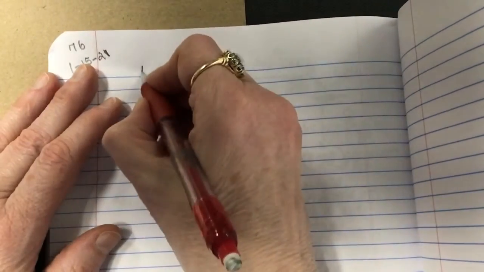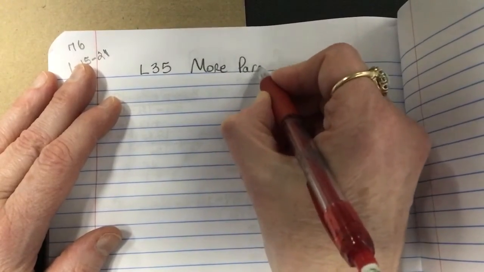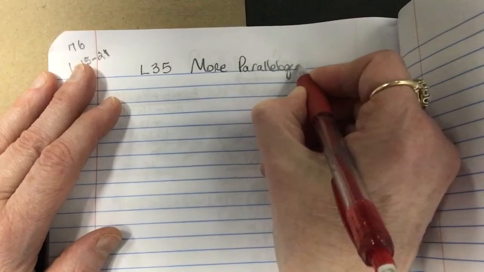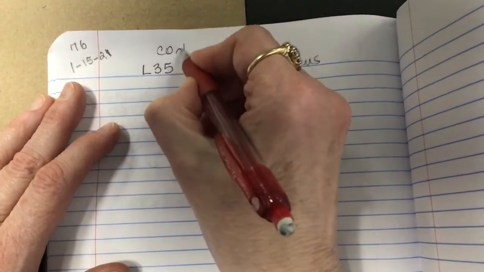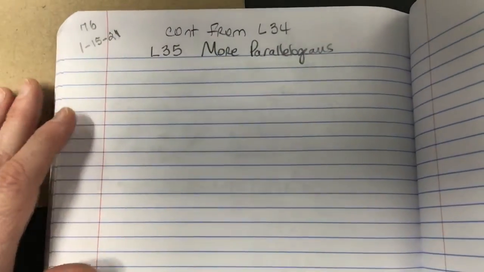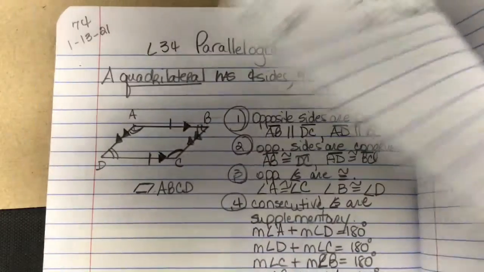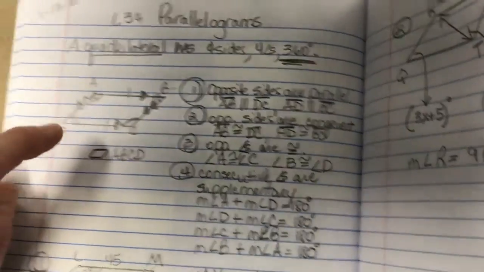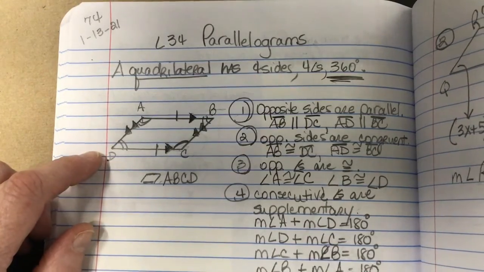Okay, lesson 35. More parallelograms. And last year I wrote "continued from lesson 34," if you want to write that up there so that you just know the rules go together. So we've had 4 rules so far. Opposite sides parallel, opposite sides congruent, opposite angles congruent, consecutive angles supplementary. Now we're going to add something about the diagonals.